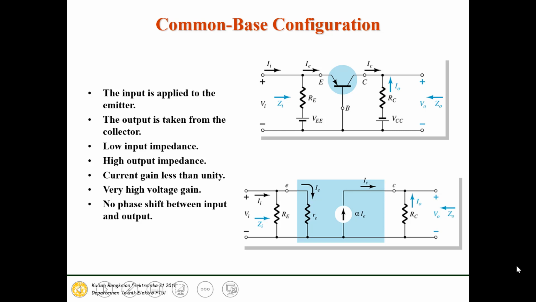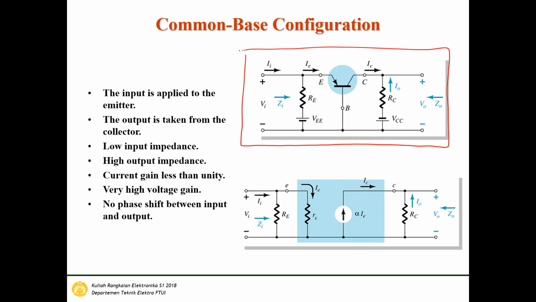Please look at the picture. We see here in this picture, this is the common base. The base is connected to the ground. This is the ground, negative. Okay, and then the input is coming to the emitter terminal here, and for the output we look at the collector terminal.